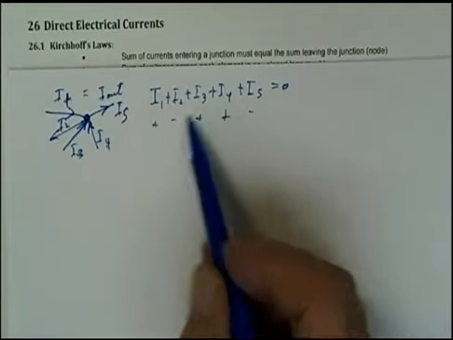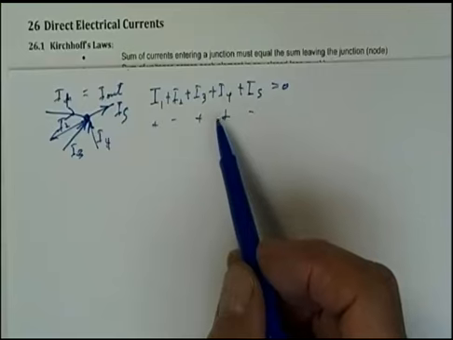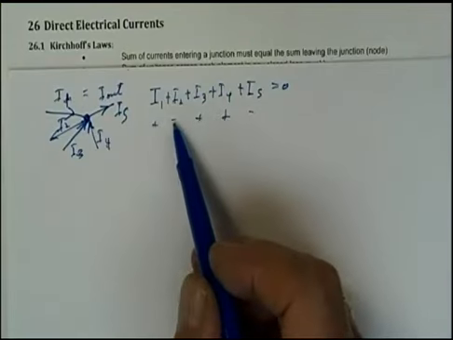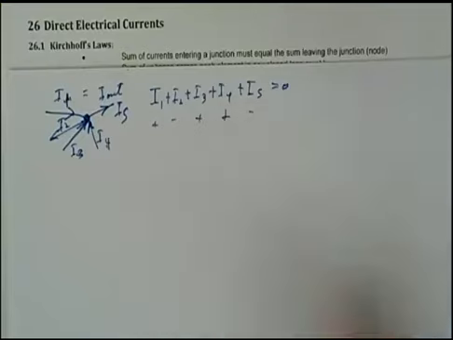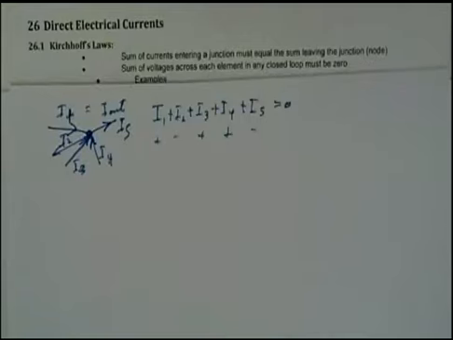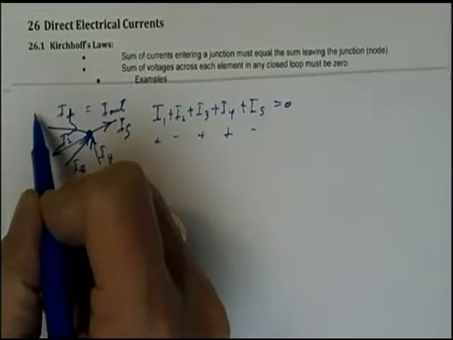And so this is an equivalent way to write Kirchhoff's first law, that the algebraic sum of all currents entering a junction is equal to 0, meaning if they're coming out, they would have the opposite sign. So this is the first of Kirchhoff's laws.